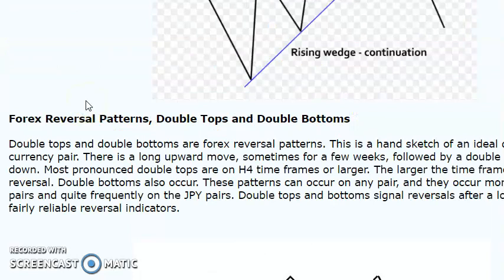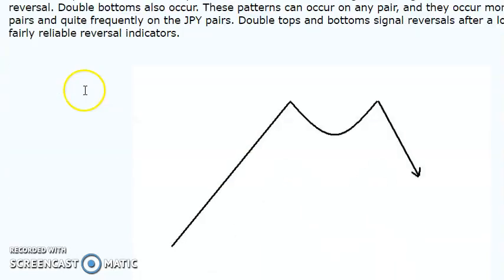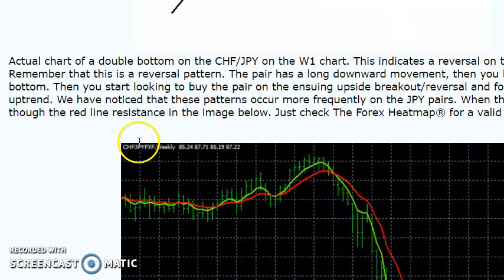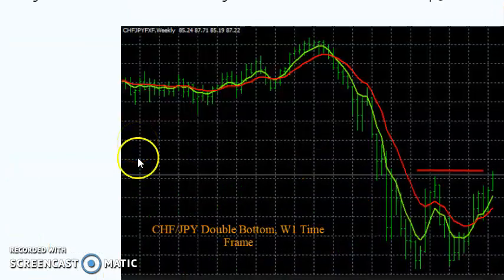Now let's talk about some reversal patterns, double tops and double bottoms. So if you have a currency pair that makes a strong move to the upside for a long period of time, and it makes a double top, that's an indicator of a failure and a reversal. So let's look at another live example. This would be a double bottom in this case.